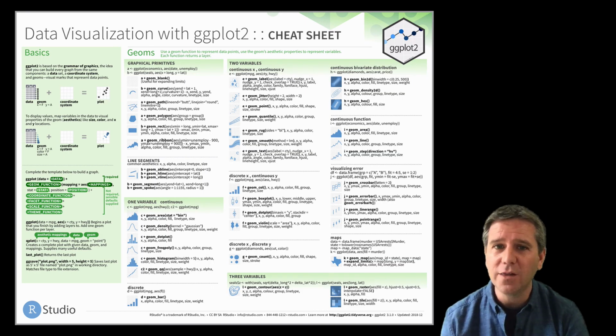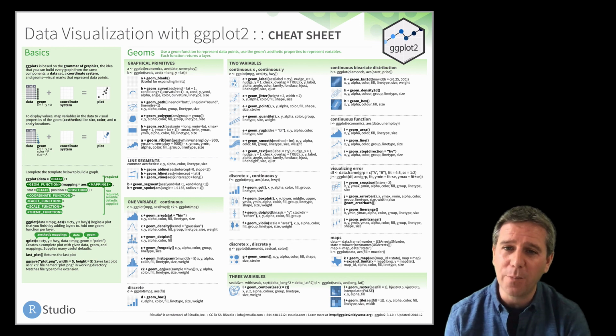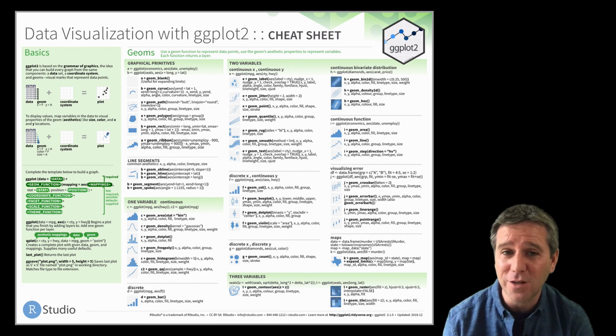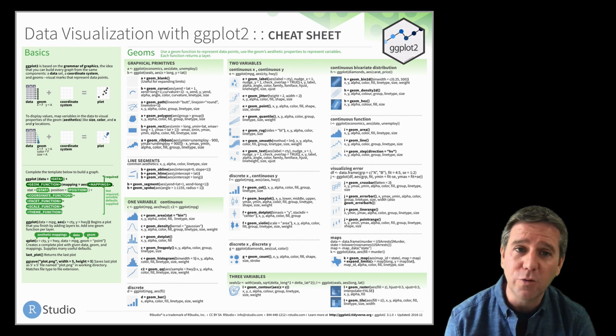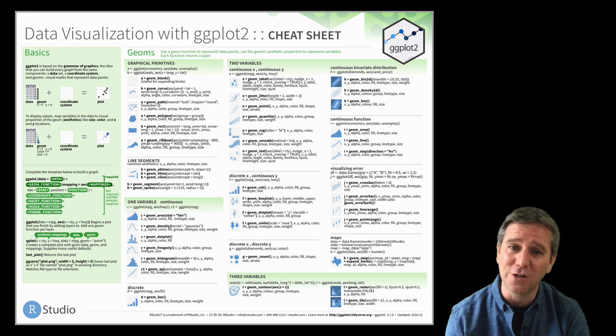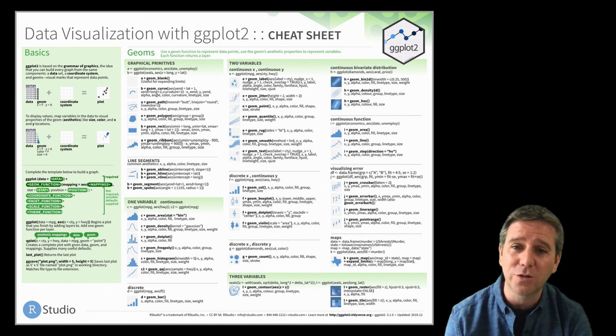So where do you find this kind of information about the aesthetic mappings and the different geoms? Well, they're in the function help pages themselves, but I also really like this cheat sheet here that I've put a link to on our class website. You can also just Google for the ggplot cheat sheet. It's made by RStudio and distributed by RStudio.